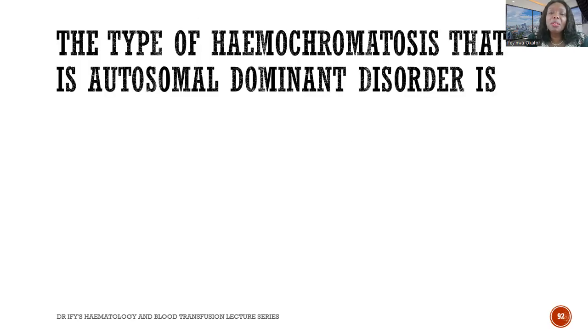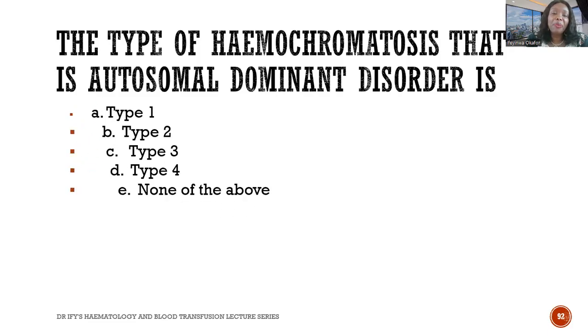The type of hemochromatosis that is an autosomal dominant disorder is type 1, type 2, type 3, type 4, none of the above. Answer: D, type 4 hemochromatosis is known as an autosomal dominant disorder.